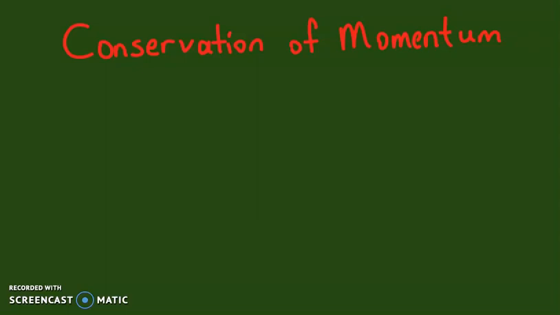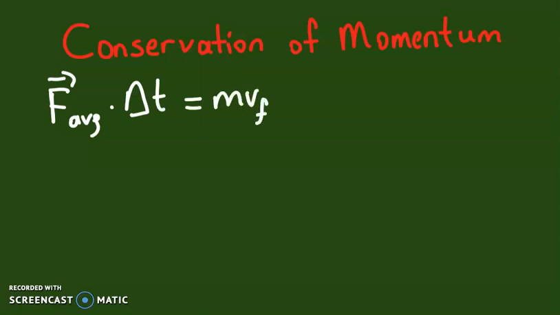Hello everyone, today we'll discuss conservation of momentum. So before we start this topic, I would like to write the impulse momentum theorem again. So what was the impulse momentum theorem? Average force times delta t equals mass times final velocity minus mass times initial velocity.